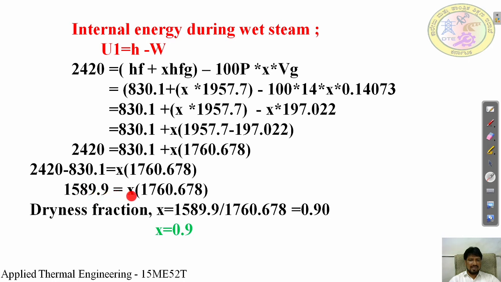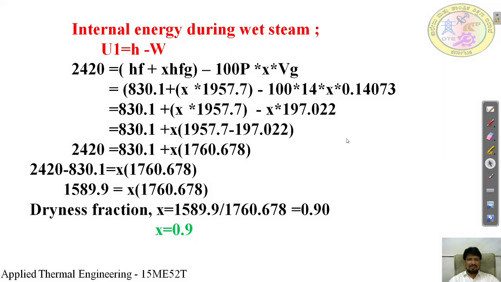1589.9, which is equal to X into 1760.678. Therefore, we want to calculate X, that is the dryness fraction. X is equal to 1589.9 divided by this value. This is in the numerator, and this goes to the denominator, that is 1760.678. On division of this, you will get 0.90, or X is equal to 90% or 0.9. So the dryness fraction is 0.9.